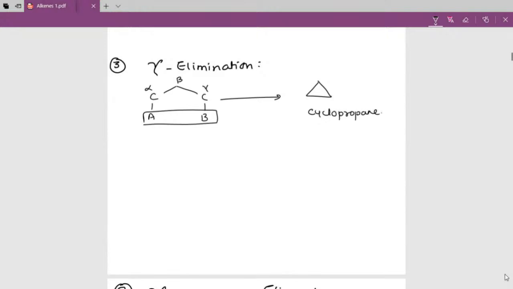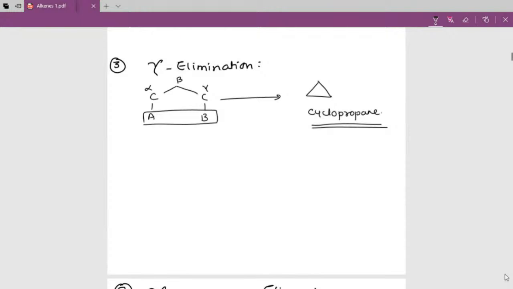cyclopropane. I can say anything after beta elimination, anything at a distance farther away from the beta position, say gamma, delta, or any further position, will lead to cyclization. It will lead to formation of cycloalkanes. And the smallest possible case is the formation of cyclopropane.